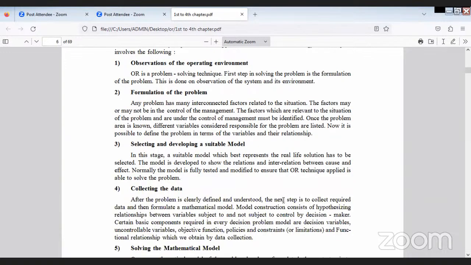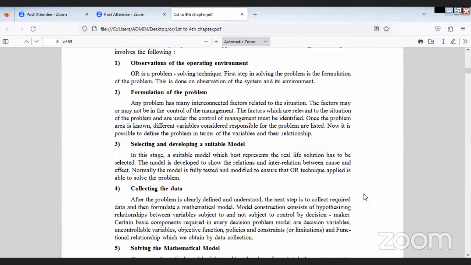Selecting and developing a suitable model. In this stage, a suitable model which best represents the real life situation has to be selected. The model is developed to show the relations and interrelations between cause and effect. Normally, the model is fully tested and modified to ensure that the OR technique applied is able to solve the problem. Collecting the data. After the problem is clearly defined and understood, the next step is to collect the required data and then formulate the mathematical model.